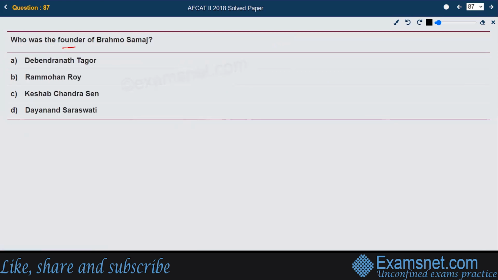87. Who was the founder of Brahmo Samaj, or simply said Brahma Samaj? The answer is Ram Mohan Roy. Ram Mohan Roy was an Indian activist who founded the Brahmo Samaj, which was associated with cultural and peaceful activities in society. So Ram Mohan Roy was the founder of Brahmo Samaj. That is the right answer.